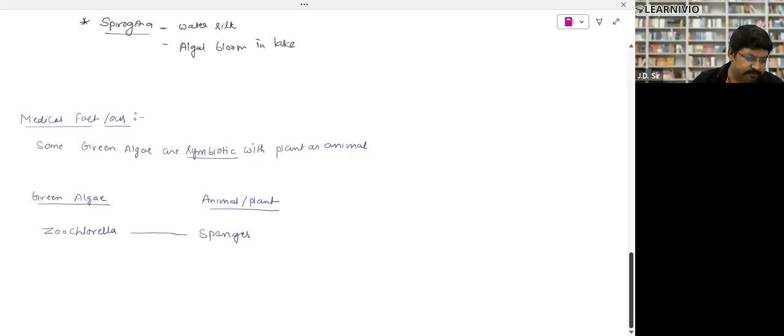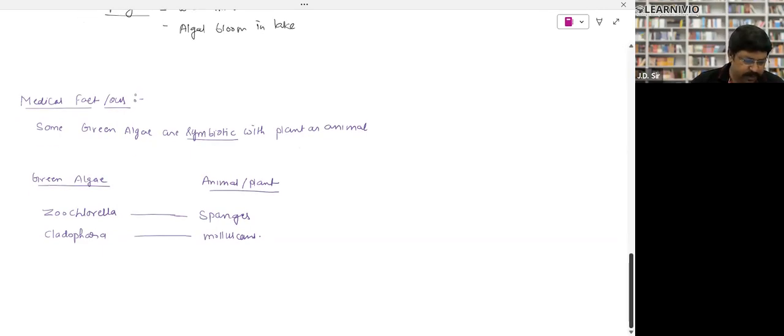Second one is Cladophora. Cladophora is a green algae that is found on the shell of molluscs. So that's it. Remember these two. Euchlorella and Cladophora, both have been asked. Both are important. The rest of the facts I have told you. Cellulose cell wall, that you know.